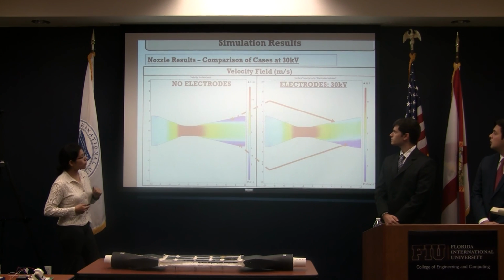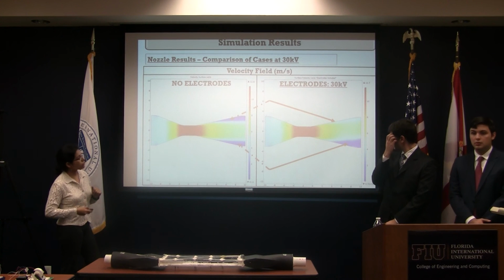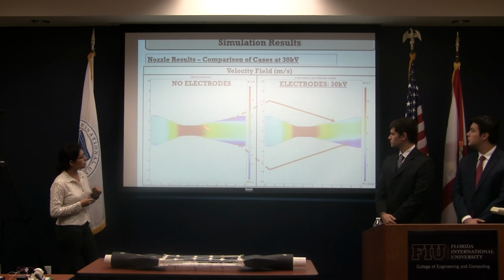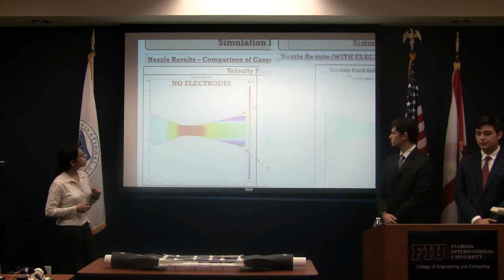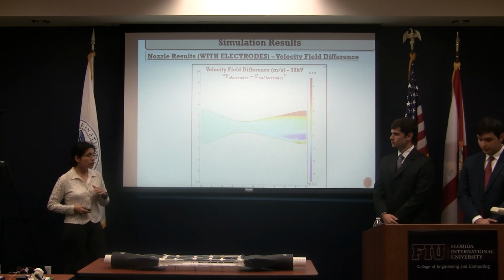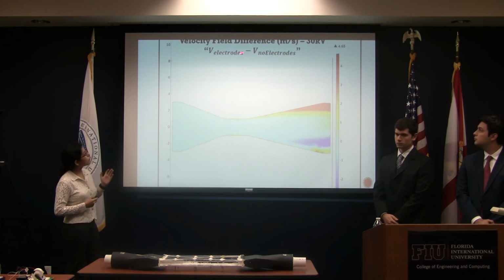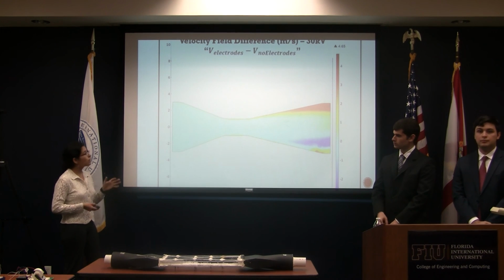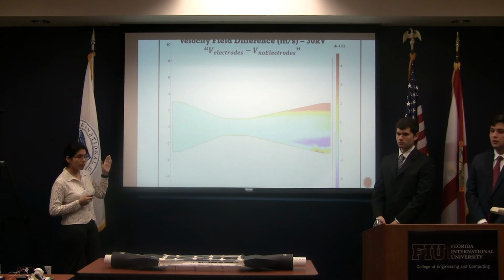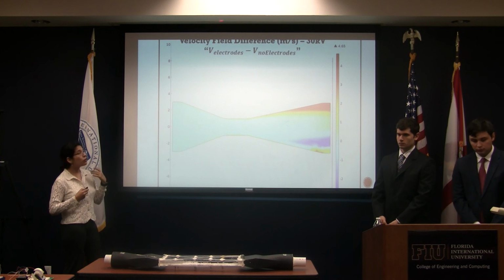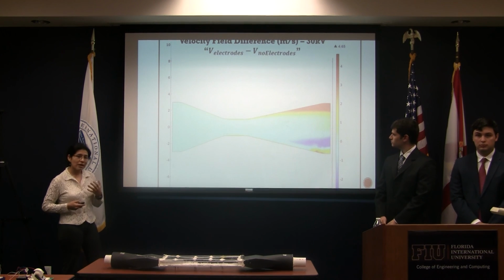This is comparing both cases, no electrodes with electrodes at 30,000 volts. You can see here the difference. Then, in order to make sure that our software was working correctly, we said that if we perform a velocity field difference between the velocity field obtained when electrodes were applied and the velocity field obtained when no electrodes were applied, we should get a positive velocity difference when reattachment occurs.